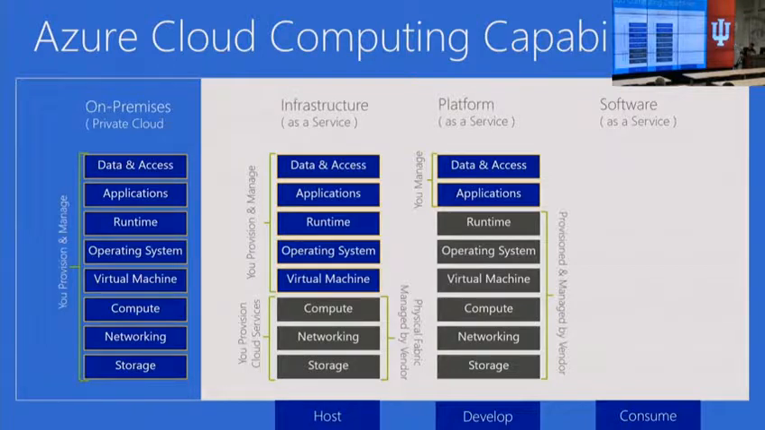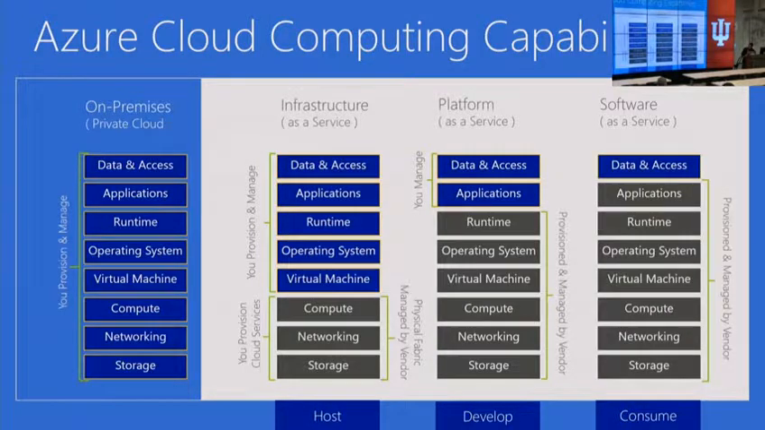Then we also have software as a service. Think of it as when you're using Office 365 or using some other email service, this is where the public cloud, or Azure, will be responsible for managing the application, the operating system, all the way down the entire layer to compute, networking, and storage. And then you're only responsible for managing the data.